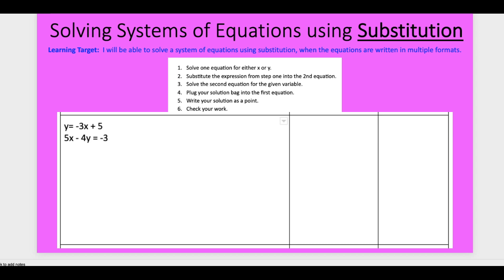So now I'm going to move on to step two. Substitute the expression from step one into the second equation. I'm going to highlight this y, and everything on the right side of the equal sign is equal to y. So I'm going to use substitution to substitute that first equation, or technically the first expression, into the second equation in the place of y. Let me show you what I mean by that.